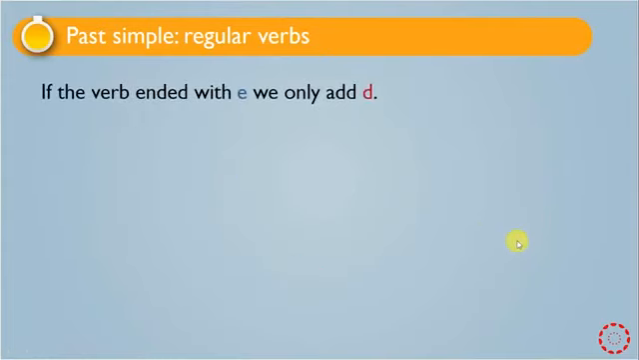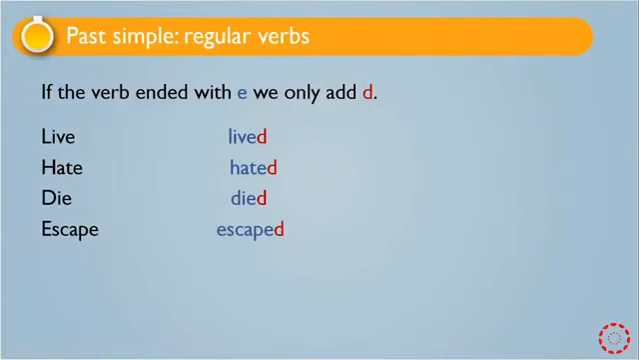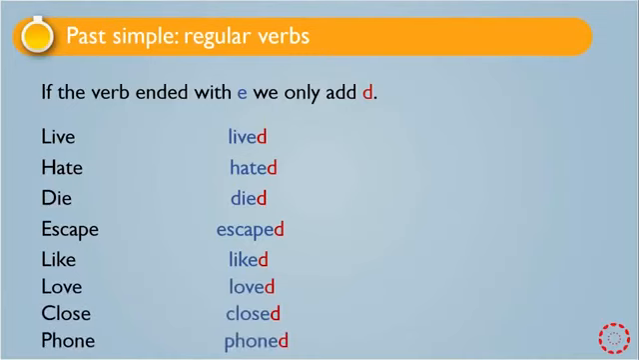If the verb ended with e, we only add d. Live, lived. Live is ended with e, we only add d to make this verb past. Hate, hated. Die, died. Escape, escaped. Like, liked. Love, loved. Close, closed. Fawn, fawned. So we only add d to these verbs because they ended with e.